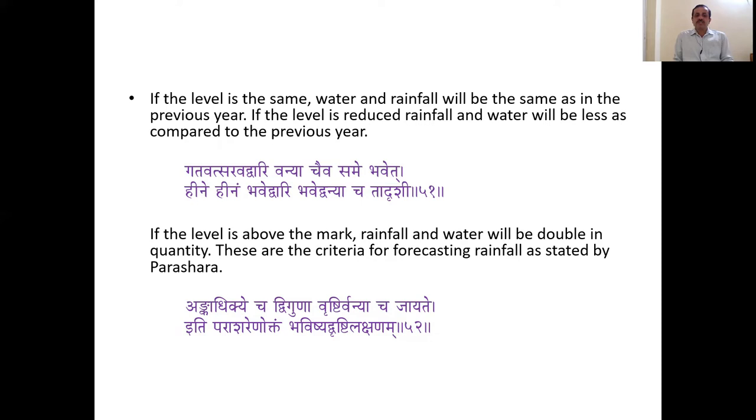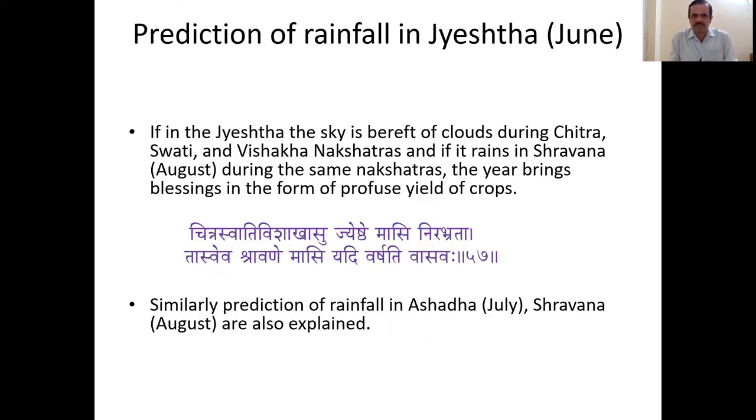Iti Parashareenoktam bhavishya vrishtilakshanam. Iti Parashareena vrishtilakshanam bhavishyat. So, uktam bhavishyat. Parashara had mentioned that he forecasted the rainfall like this. The criteria for forecasting rainfall is mentioned by Parashara like this. Then he also says how the rainfall will be in June, that is Jyeshtha.